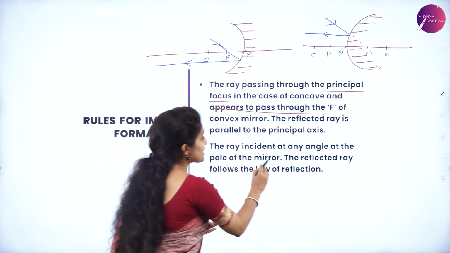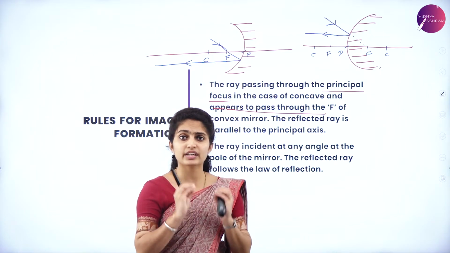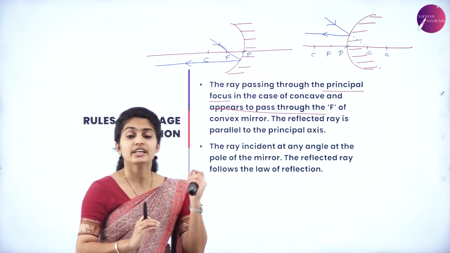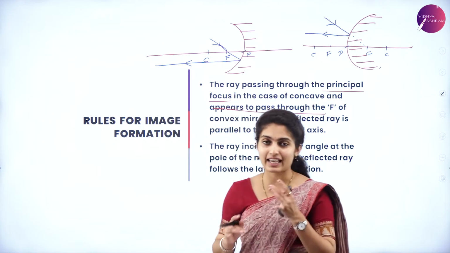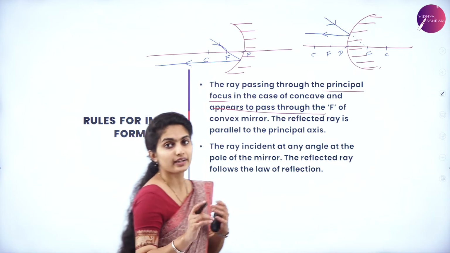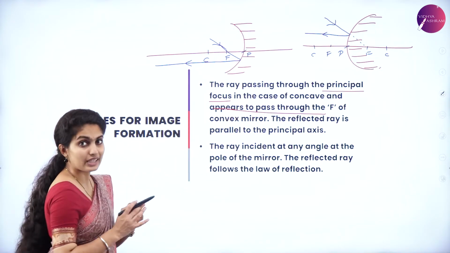Finally, the ray incident at any angle at the pole of the mirror. At any angle, if the ray is incident on the pole of the mirror, it follows the law of reflection. So what is the law of reflection? It is that the angle of incidence is equal to the angle of reflection. The concept has been provided over here and this follows that equation.